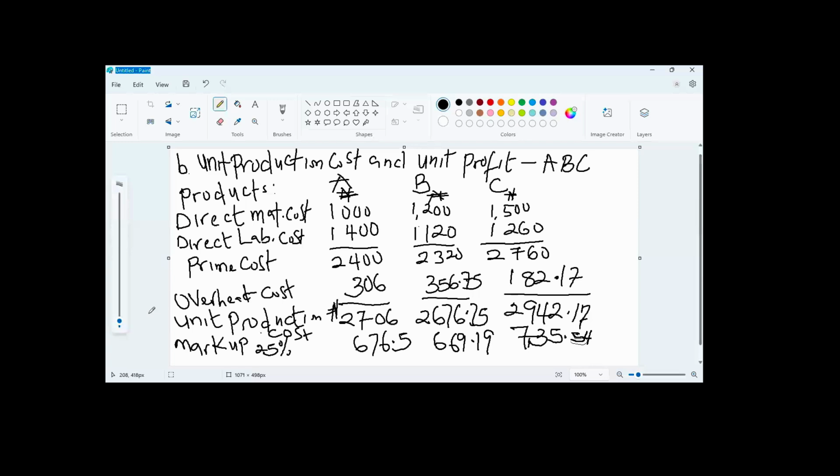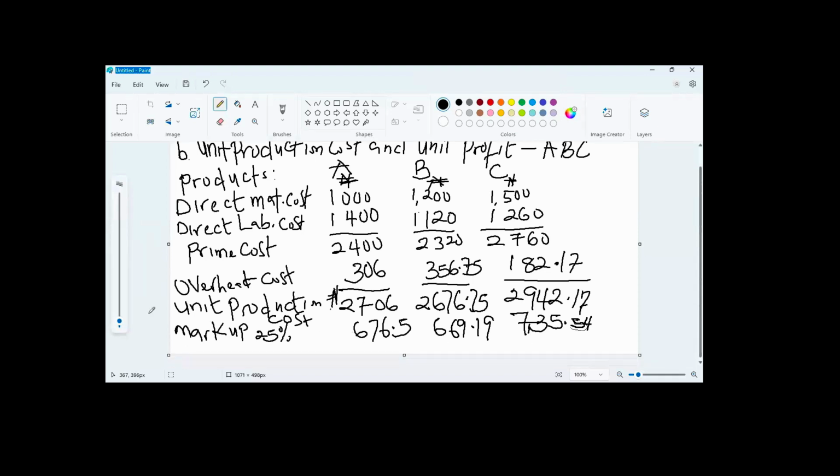You have gotten your profit. This is your profit. If you like, you can calculate selling price, but it's not part of the question. Production cost plus markup will give you your selling price. Is that clear, please? Yes, sir. If you like, you can stop here, or you can calculate your selling price. Part A is just for 5 marks. This is 12 marks. Any question, please?